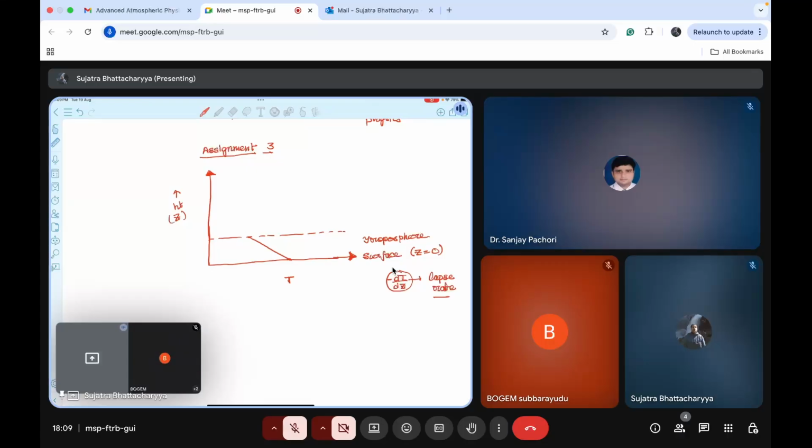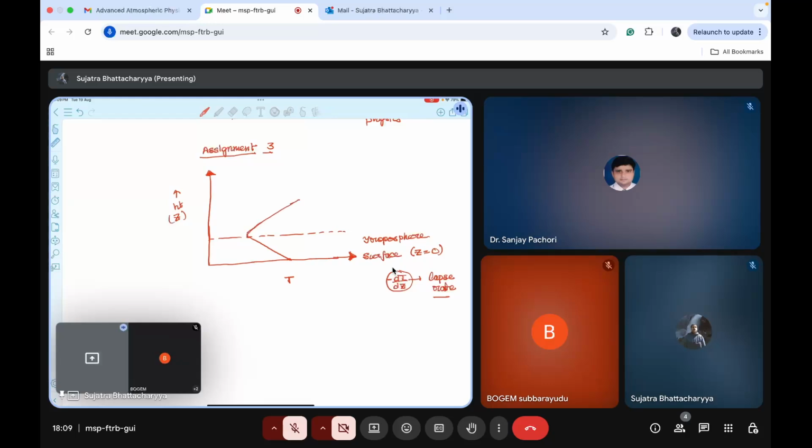Okay. After that, there is an equilibrium layer, a very small layer, which is called the tropopause. So I will make that. After that, the stratosphere starts, and in the stratosphere, your temperature keeps on increasing.